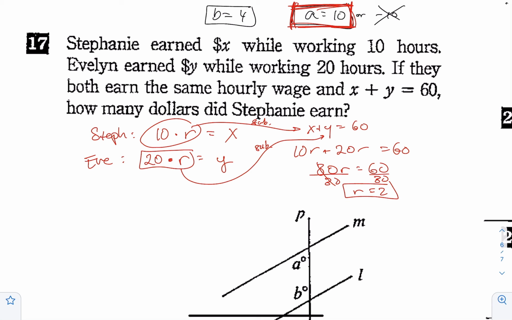Now, once you know they earn $2 an hour, for Stephanie, that'll be 10 times 2, or $20. And that's how much money Stephanie earned. So the answer here is 20. Now you can check your work by checking Evelyn's rate, and that would be 20 times 2, and that is $40. And 20 plus 40 is equal to 60. So everything does check out.